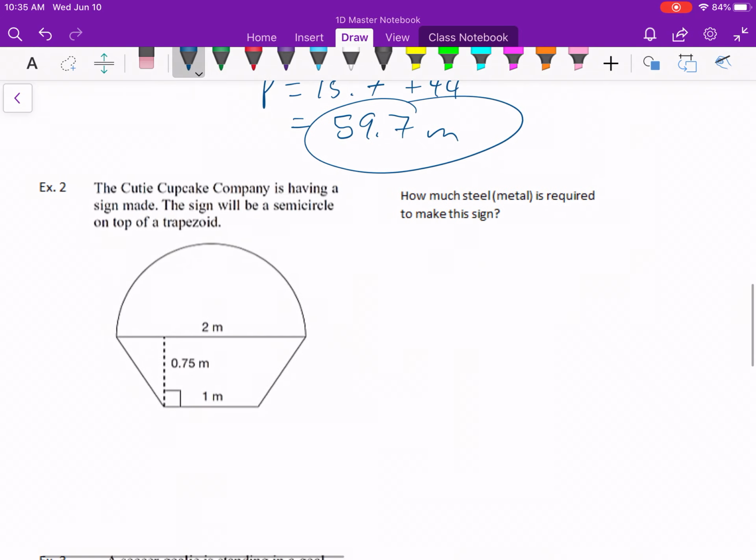The Cutie Cupcake Company is having a sign made. The sign will be a semicircle on top of a trapezoid. How much steel is required to make the sign? Well, again, what are we talking about?